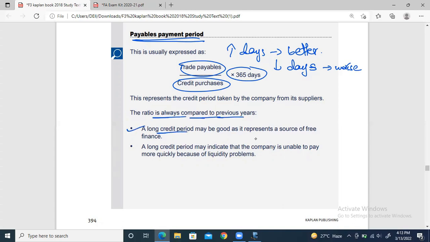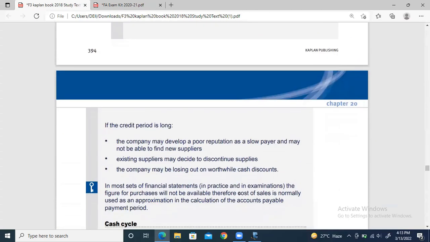A long credit period may be good as it represents a source of free finance. So the same thing I explained here, that the longer the days, the better for the companies. But a long credit period may indicate that the company is unable to pay more quickly because of a liquidity problem. Yes, one drawback is this as well, the second point, right? If the credit period is long, the company may develop a poor reputation as a slow payer and may not be able to find new suppliers, right?